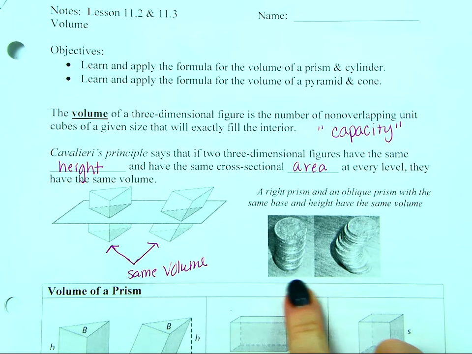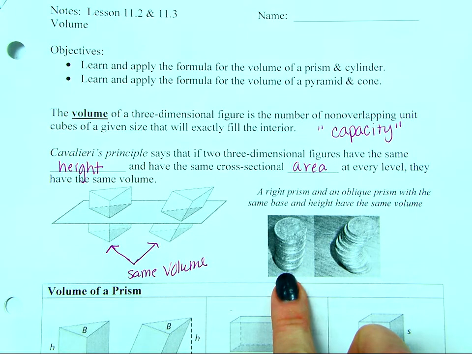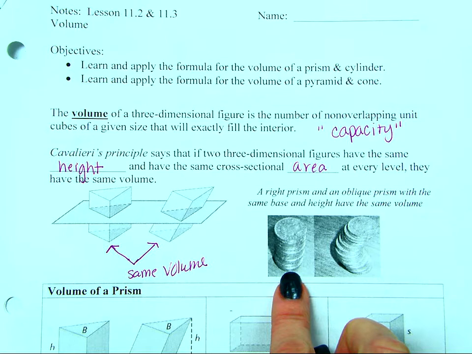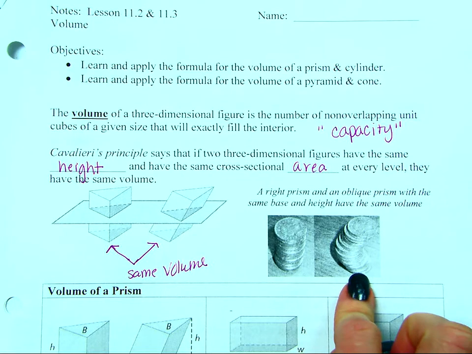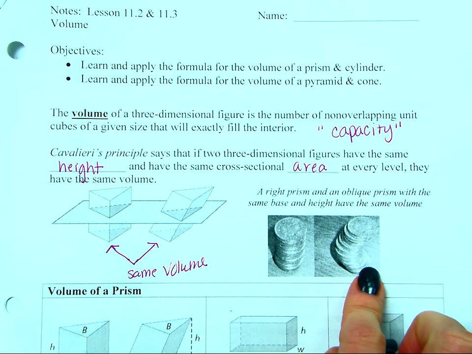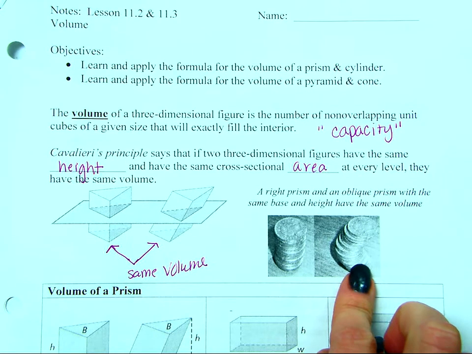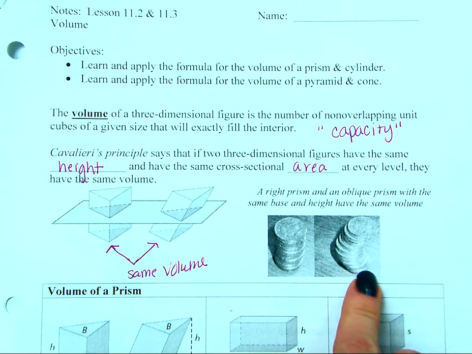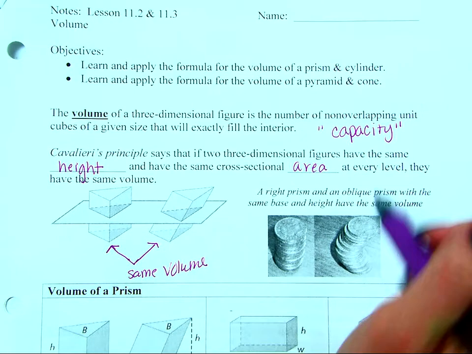And I really like the example when you're given a stack of coins. This is showing a stack of quarters, and let's just say there's 15 quarters here. Even if we change our stack a little bit by pushing it to one side, the volume still stays the same. I still have 15 quarters. So even though they look a little bit different, they have the same height and the same cross-sectional area, and their volume would be the same. Again, they sometimes call this an oblique prism. You see that word right here.